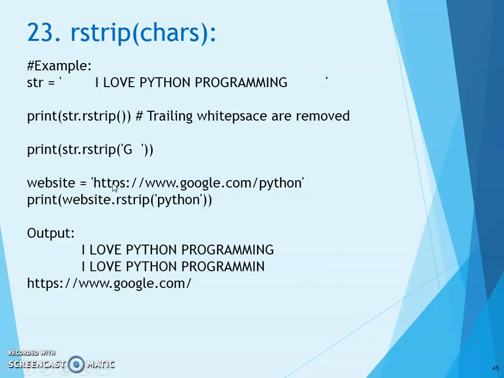Same thing we'll check in this website address. We want to rstrip now Python. So from the right-hand side this word will be removed and we will get the complete string as it is, excluding the last word Python.